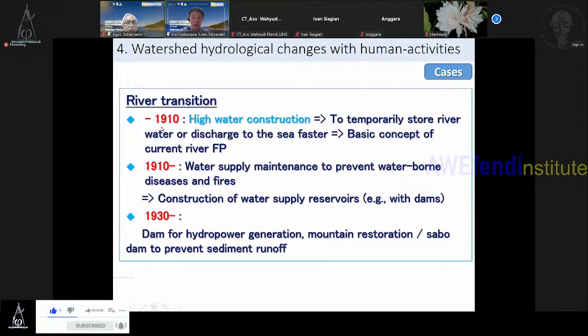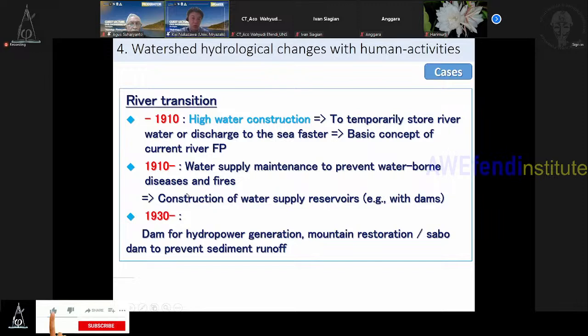But after that, the government changed the strategy to high water construction. It is to temporarily store river water or discharge it to the sea faster when flooding. So it is actually the basic concept of current river flood protection, as I explained. And after that, the purpose became diverse. I mean, water supply also became important, and preventing waterborne diseases and fires.